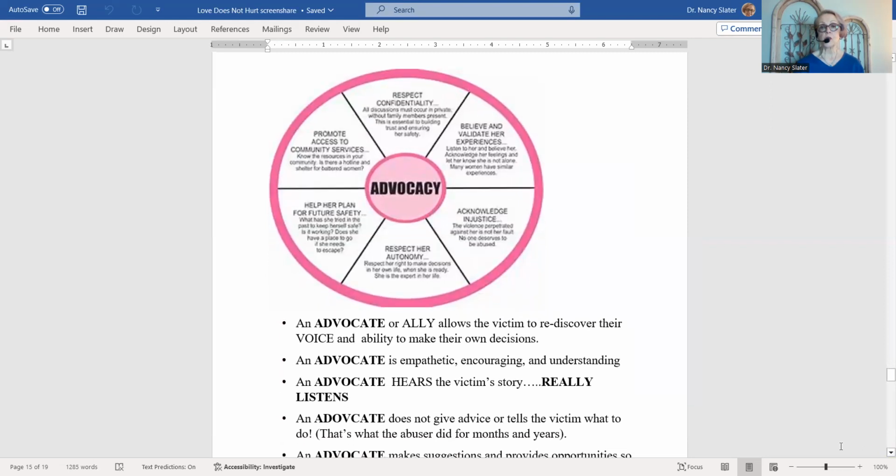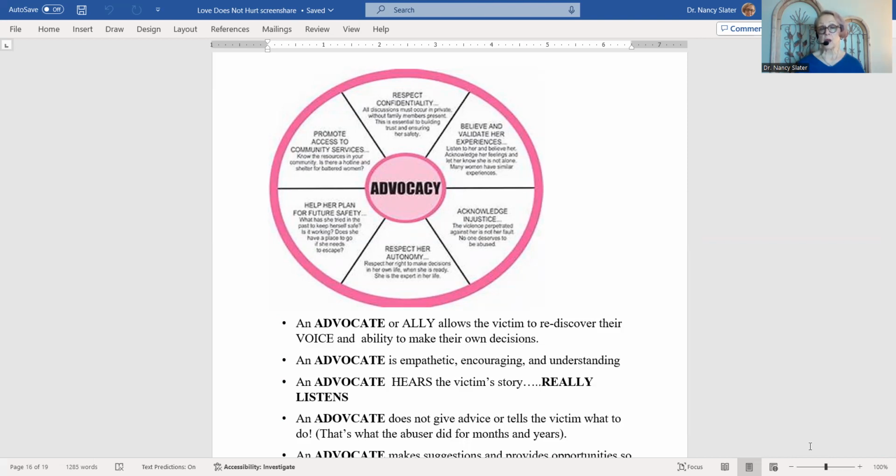Things will go from power and control through advocacy and into equality. Let's look at advocacy for a minute. Here's an advocacy wheel, and it says in the center, advocacy. Advocates show respect and they honor confidentiality. They believe and validate the experiences of what the victim is saying, even though they don't understand it, even though they don't want to hear it. I hear you, I believe you, I validate what you are saying. They acknowledge the injustice. They respect the victim. They help plan. They promote access to community services.